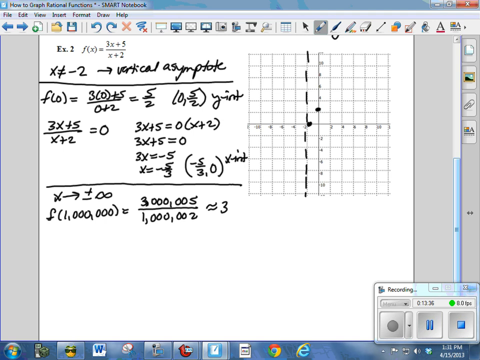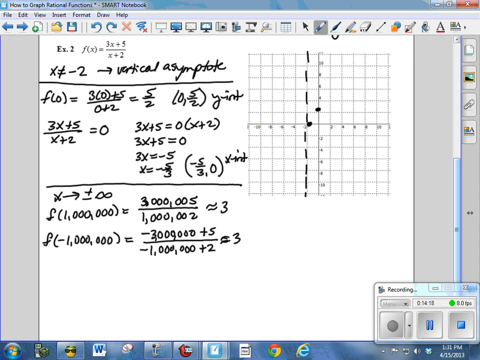If x is positive, we've got a positive 3. Now if we do f of negative 1,000,000, well, we're subtracting 5. So I'm just going to write negative 3,000,000 plus 5, and negative 1,000,000 plus 2. Well, when we have negative over a negative, we're going to still end up with a positive 3. So it's still approximately 3.